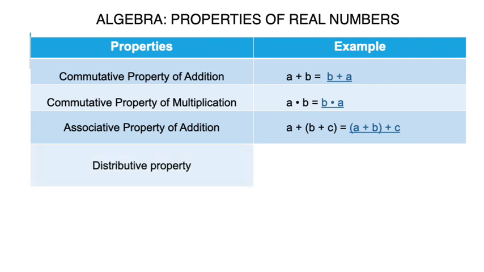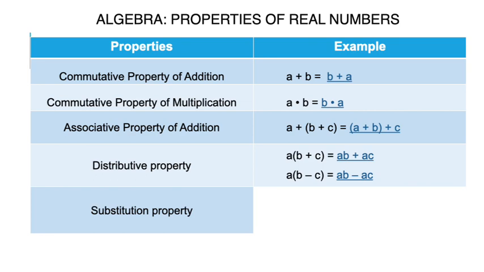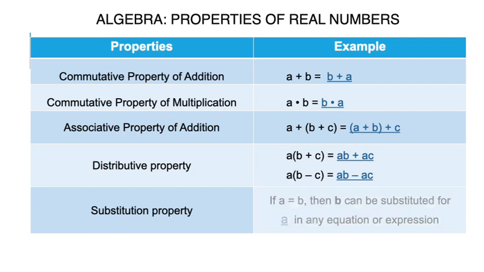Now the distributive property is definitely going to be familiar. It looks like this. It says a times the quantity b plus c is equal to a times b plus a times c. And that distributive property also works when there's a minus sign between the two terms in the parentheses. The substitution property may not be as familiar, but hopefully it will make sense. If we know that a is equal to b, then b can be substituted in place of a in any equation or expression. So those are some properties of real numbers.